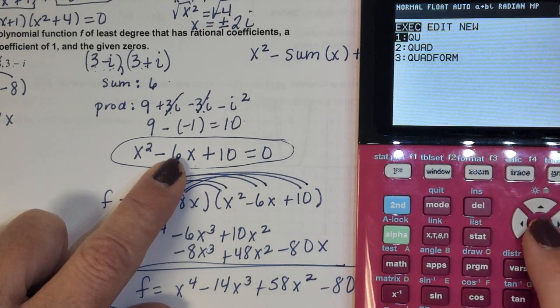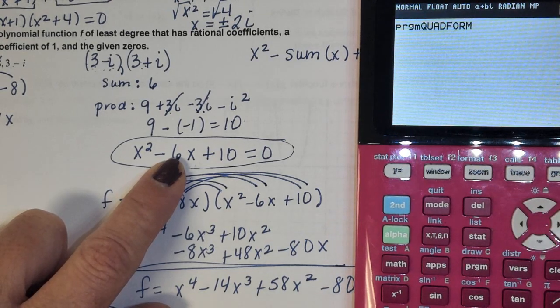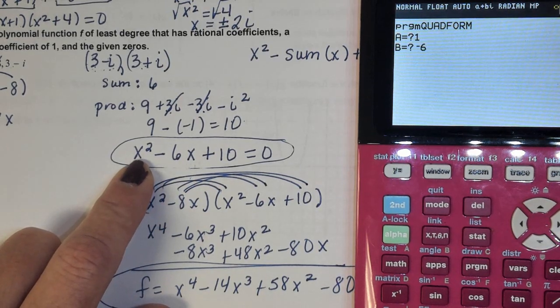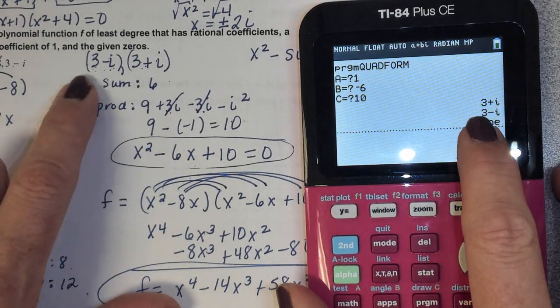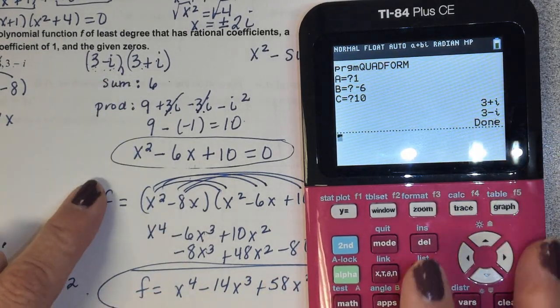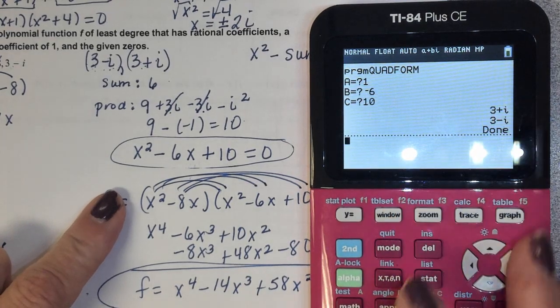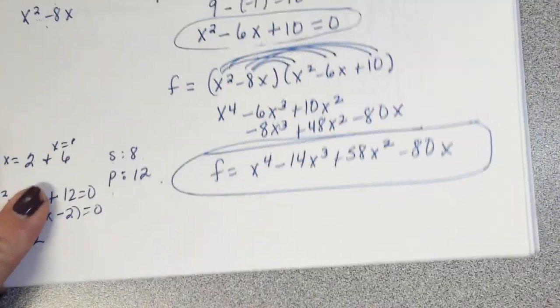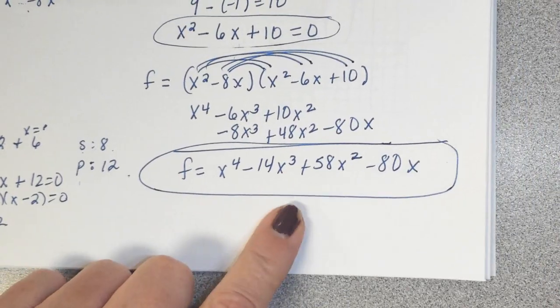I'm going to go to program. I'm going to go to my quadratic formula, and my coefficients 1, -6, and 10. There we go. That has solutions of 3 plus i, 3 minus i. That's why we put that quadratic formula in here, because it can help us. So now I'm positive that this is perfect and we've got it all right, correct.